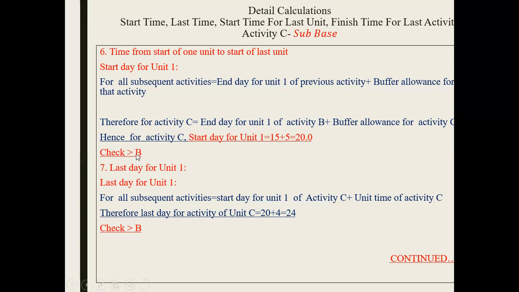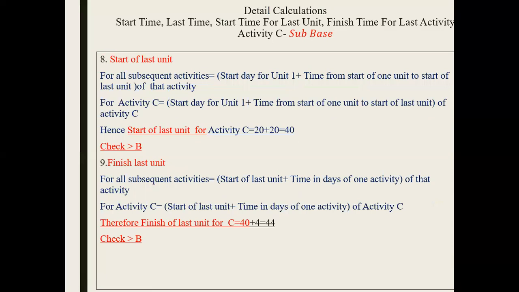Again, the corresponding value of B is less than 20, and the last day for activity B is less than 24, so it's okay. Then we know the first time is 20, and we have calculated the time between the start of unit 1 and the last unit, so that becomes 40. Again, we have checked with the corresponding time of activity B, it's okay. And then 40 is to be added with 4, so it becomes 44. Again, you have to apply that check. So let's move on to activity D.